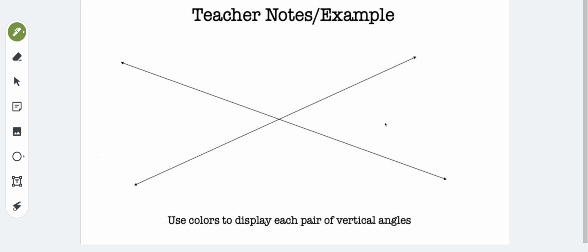Hey everybody, this is a quick little mini lesson on vertical angles. So come on over here and first grab a pen or a marker. What we're going to do is identify the vertical angle pairs.